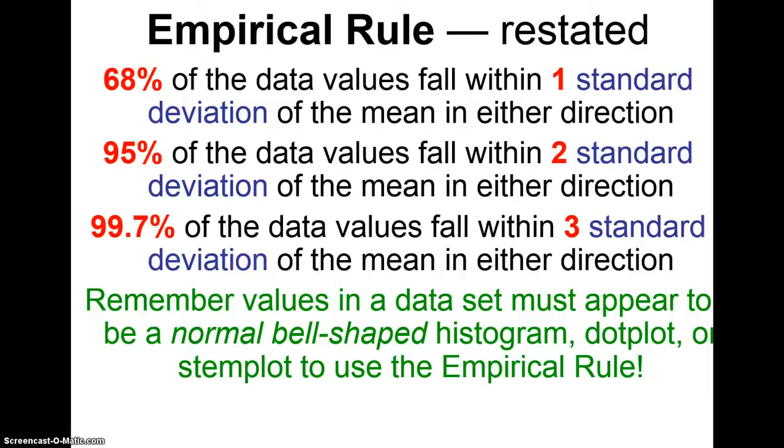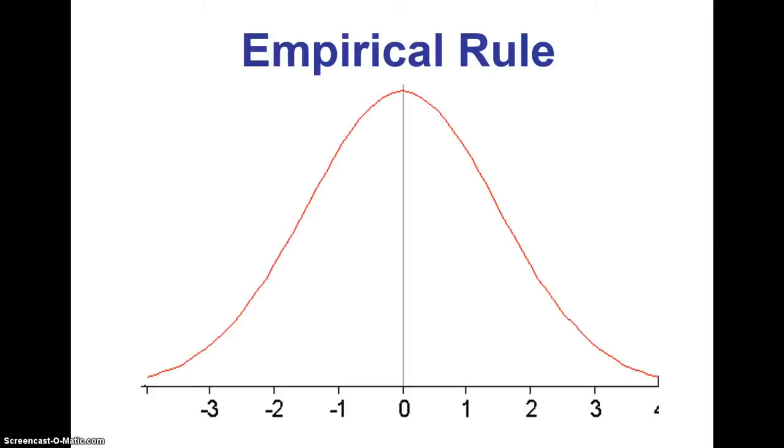So here's that written out in words. 68% fall within 1 standard deviation, 95% fall within 2, and 99.7% fall within 3. This only works on a normal distribution or bell-shaped. That's the only time that you can use this. Okay.